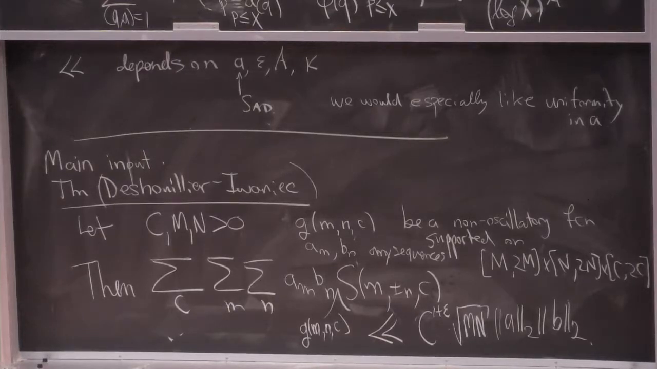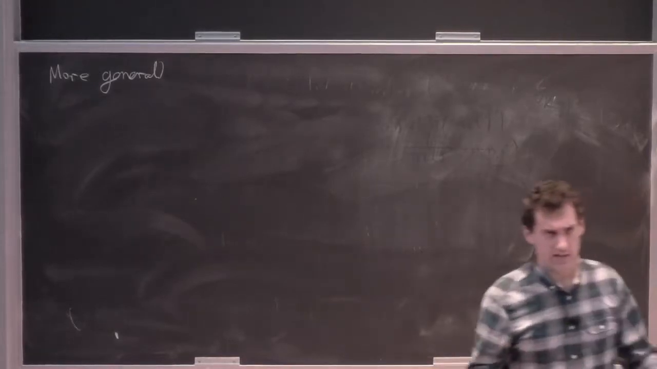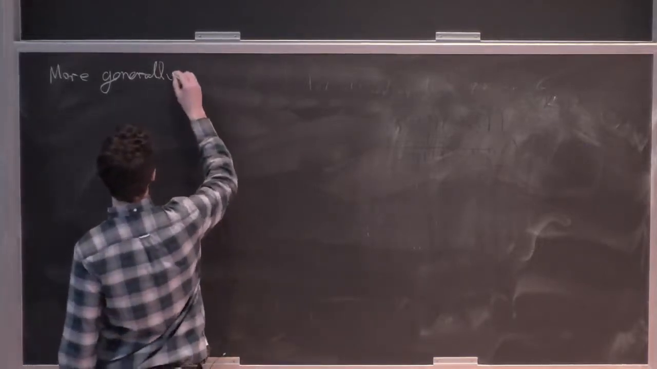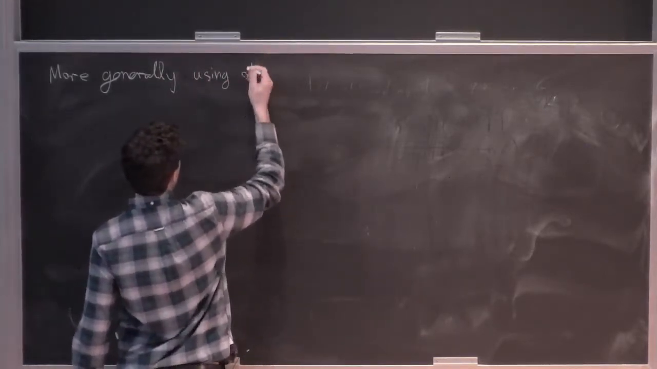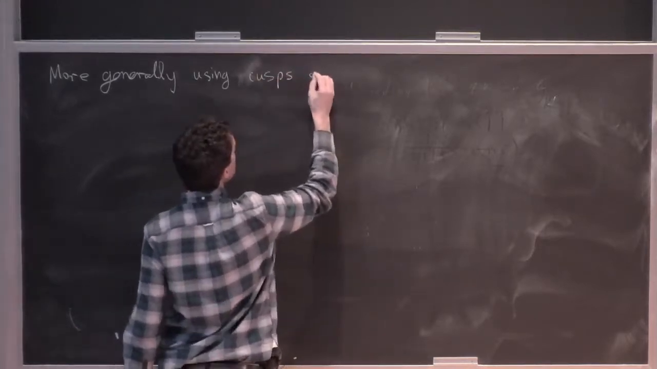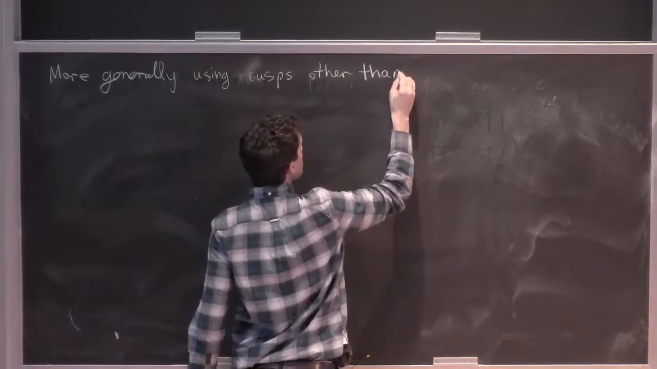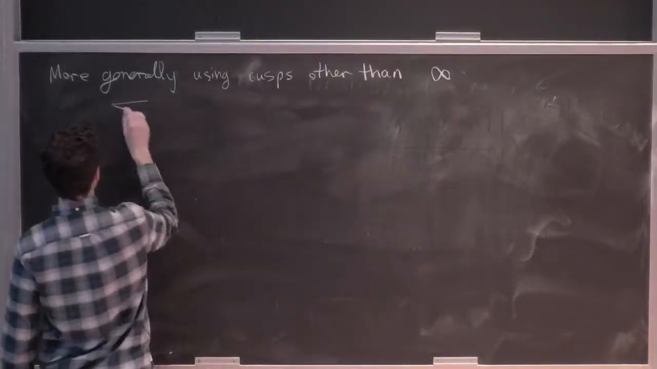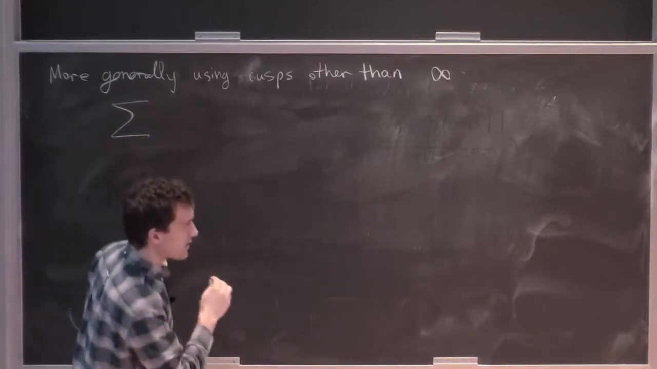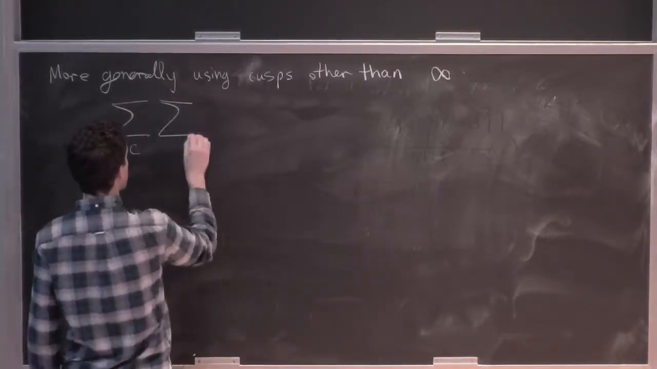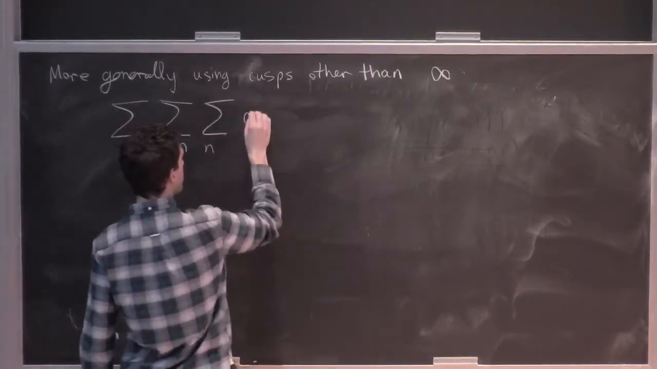Okay, so more generally, the Kuznetsov formula that I've written at the top of the board is just the Poincaré series at infinity, the Fourier expansion at infinity. But more generally, we're going to work with other cusps, using cusps other than infinity, and we can actually handle sums of the following kind. So sum over c, sum over m, sum over n.